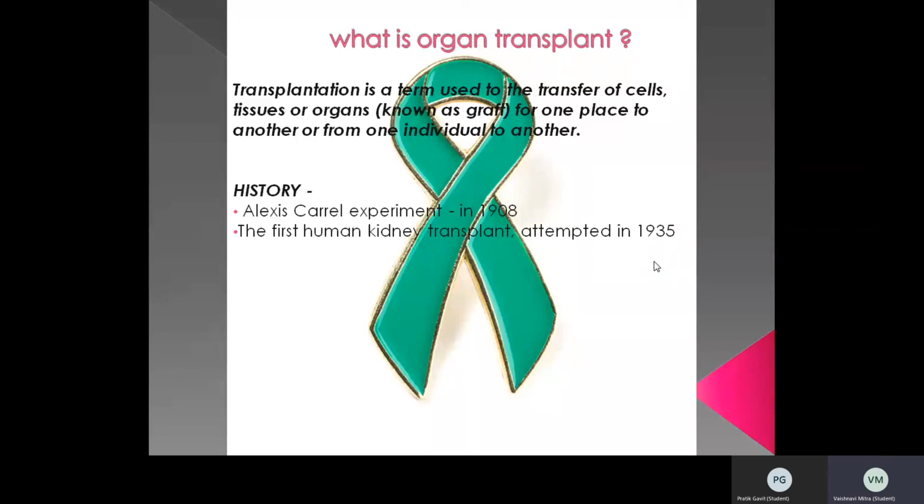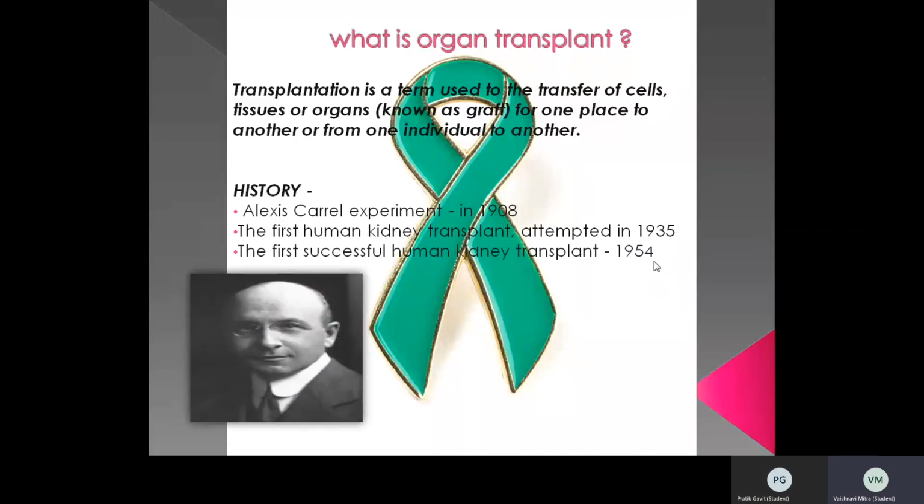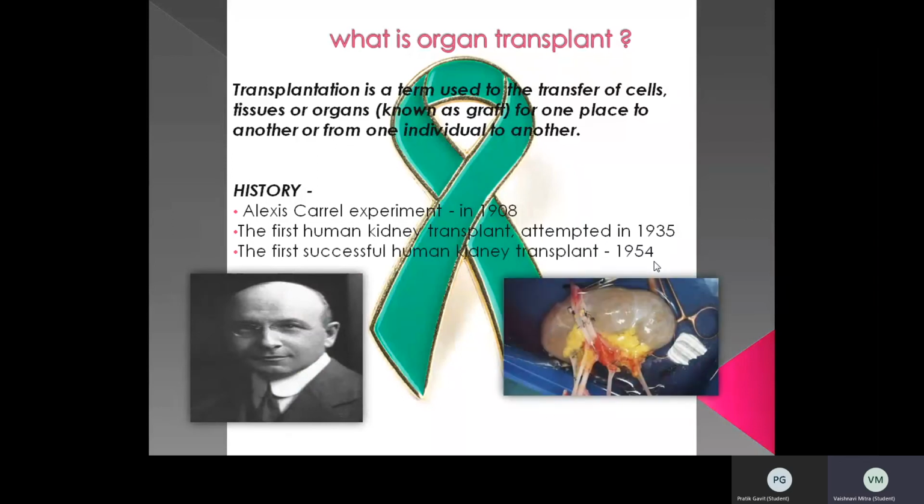The first human kidney transplant, attempted in 1935 by a Russian scientist, failed because there was a mismatch of blood type between donor and the recipient. This incompatibility caused almost immediate rejection of the kidney, and the patient died without establishing renal function. The rapid immune response experienced here is termed hyperacute rejection. It is mediated by antibodies and will be described later in the video. The first successful human kidney transplant, between two identical twins, was accomplished in Boston in 1954.